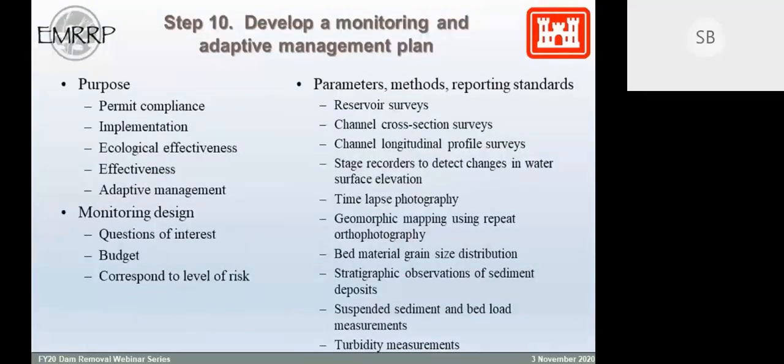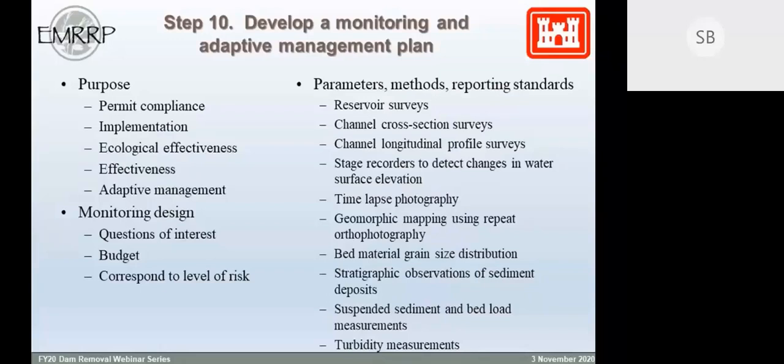So finally, once we have an acceptable plan in place, then we'll also need a monitoring plan. Monitoring is typically needed for permit compliance, but it may also be needed for other reasons. For instance, we may want monitoring to make sure the project is carried out as designed. We may want monitoring to document ecological response, also to document whether or not the project was effective at achieving specific objectives that we may have had. And certainly if we're doing any kind of adaptive management, then we'll need monitoring for that.